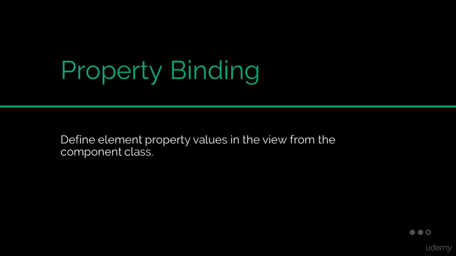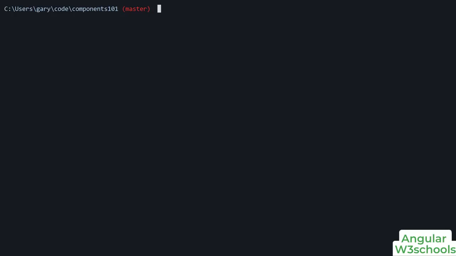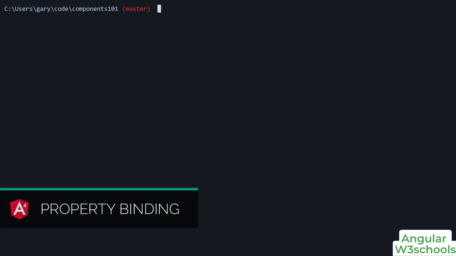Property binding simply means you're passing data from the component class and setting the value of a given element in the view. So property binding is one way in that the data is transferred from the component to the view. The benefit of property binding is that it allows you to control the element property values from the component and change them whenever needed. So let's take a closer look at property binding based on the previous lesson from this course.